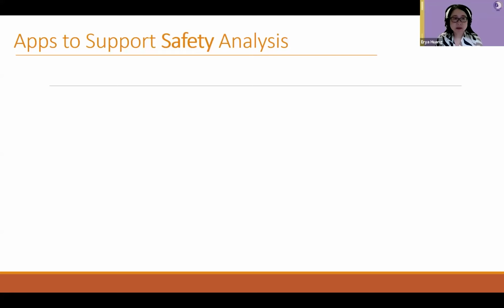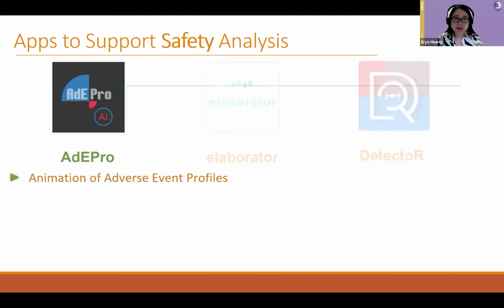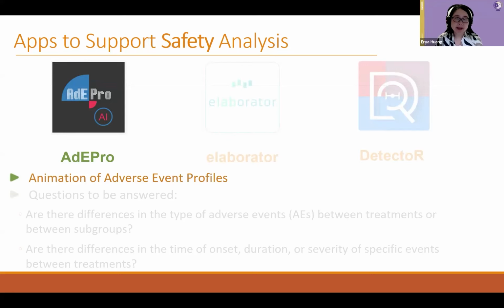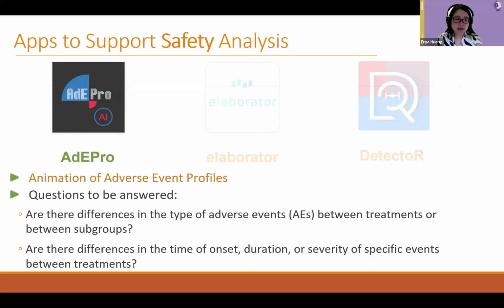The next apps I would like to introduce support safety analysis. The first one is called ADPRO. It is short for Animation of Adverse Event Profiles, and it helps answer questions such as, are there differences in the type of AEs between treatments or between subgroups? Other questions include, are there differences in the time of onset, duration, or severity of specific events between treatments?